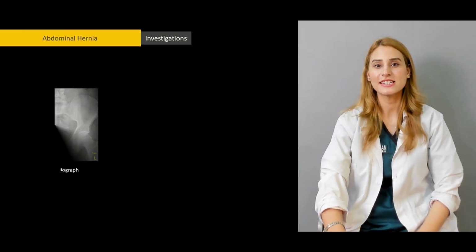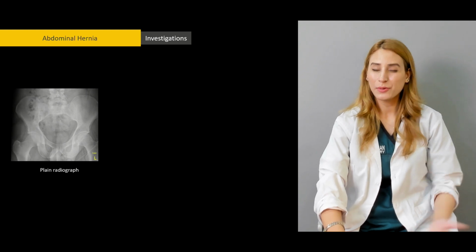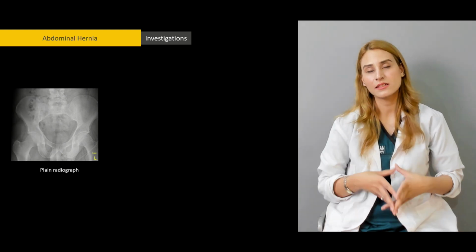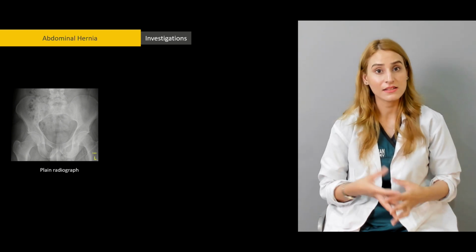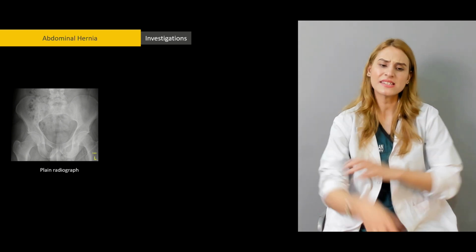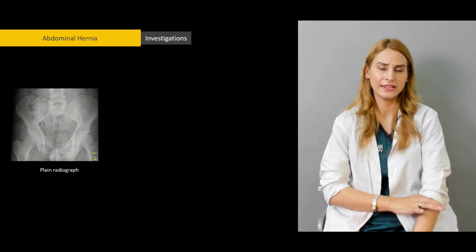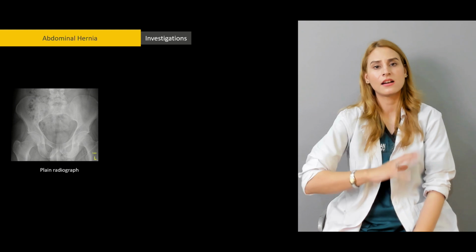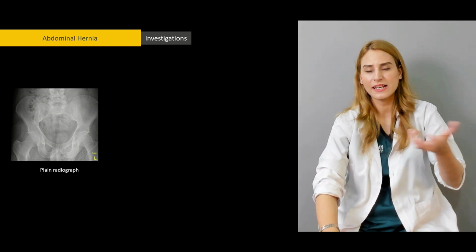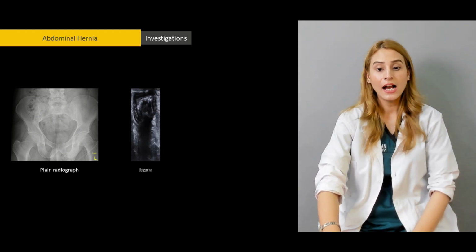Coming to the investigations now, a plain radiograph. This is not of much importance, because if the hernia is causing obstruction, you can see the dilated gut loops on the plain radiograph, but mostly a plain radiograph is not of so much importance. It has very little value, right?